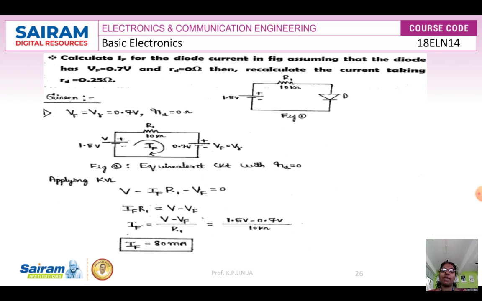that is V minus If into R1 minus Vf is equal to 0. Then If into R1 is equal to V minus Vf, so If is equal to (V minus Vf) by R1. Substituting the values, we get If equal to 80 milliamps.